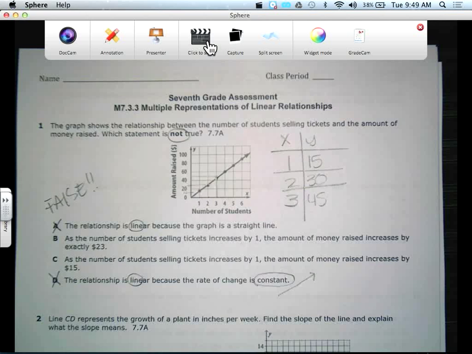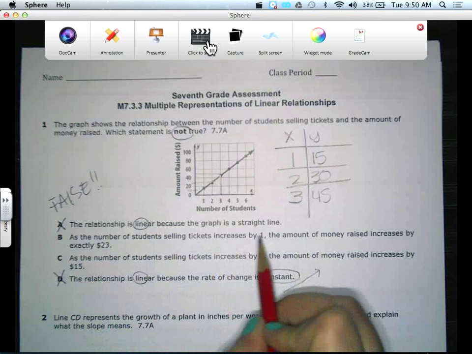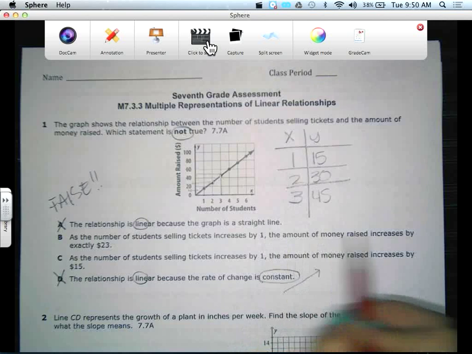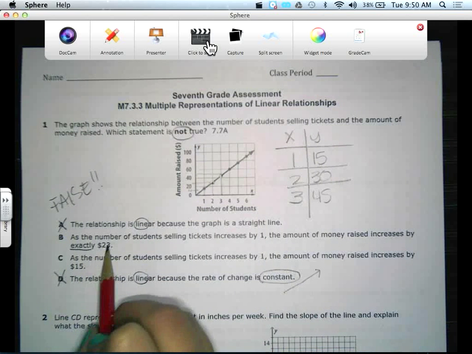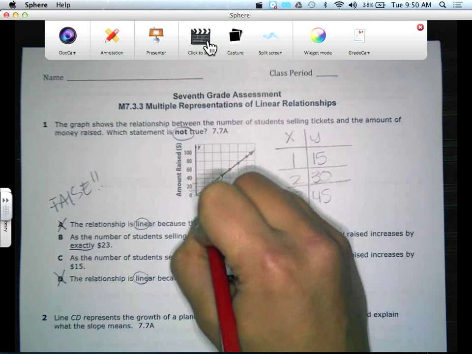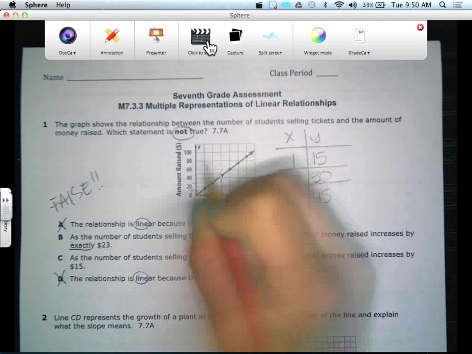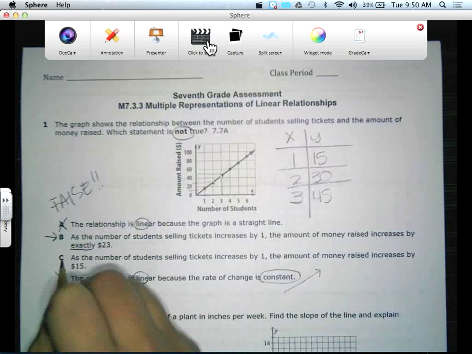Looking at B, as the number of students selling tickets increases by 1, the amount of money raised increases by exactly 23. Well, when I look at my table and I have 1, and I go up to the first point, that's even less than 20, so that can't be true. But I'm going to double check with C real quick.